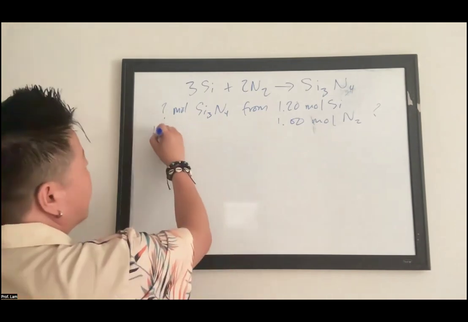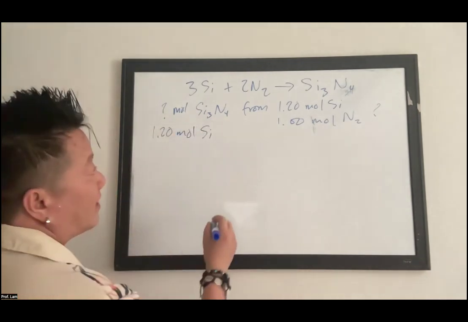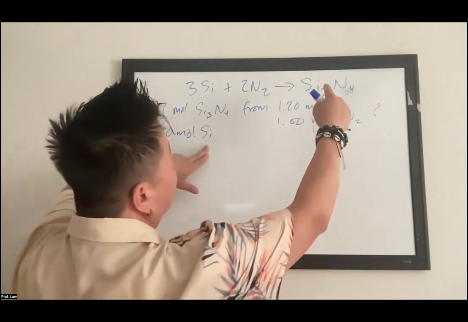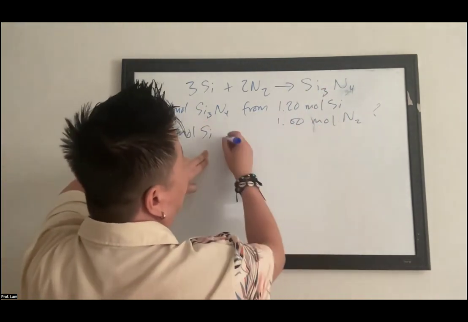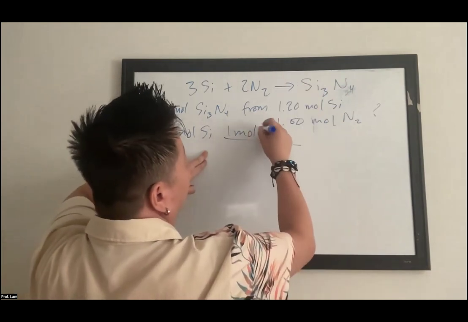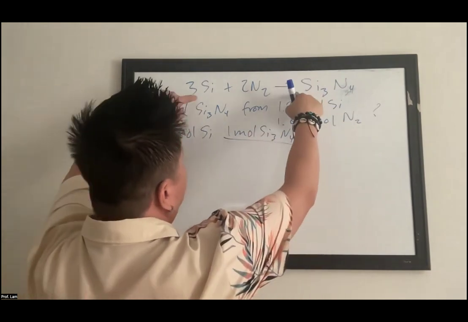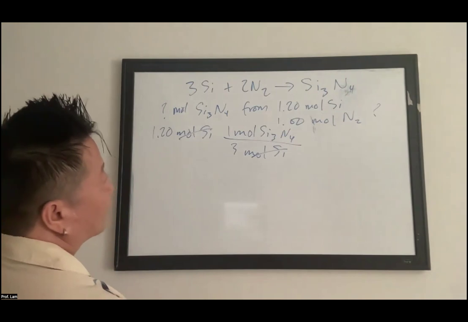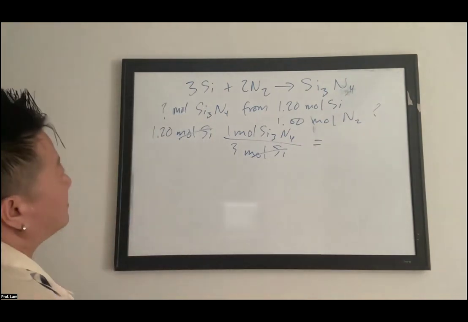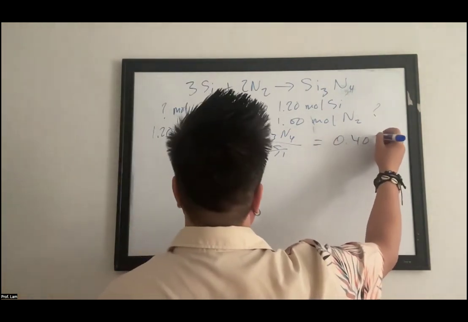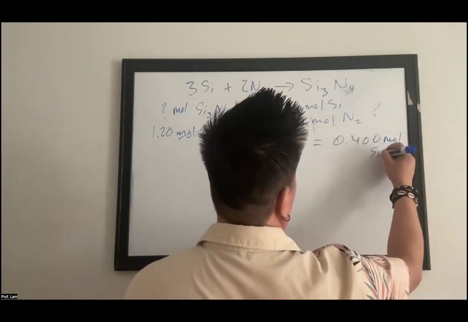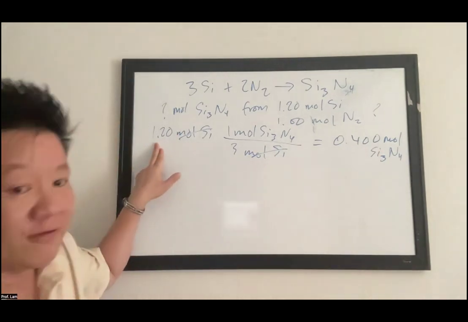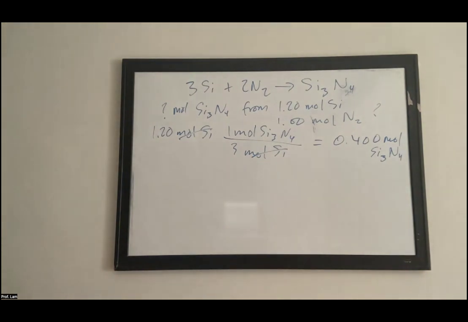Okay? So let's start with Si. We need to see how much Si3N4 we can make from Si, okay? So that's our A, that's our B now, right? So 1 mole of Si3N4 on top, and then 3 moles of Si on bottom. So the moles of Si can cancel. Okay. So 1.2 divided by 3, that's going to be 0.400 moles of Si3N4. Why do I write the 2 zeros? Because I need 3 sig figs from this number, right? So 1.2 divided by 3.